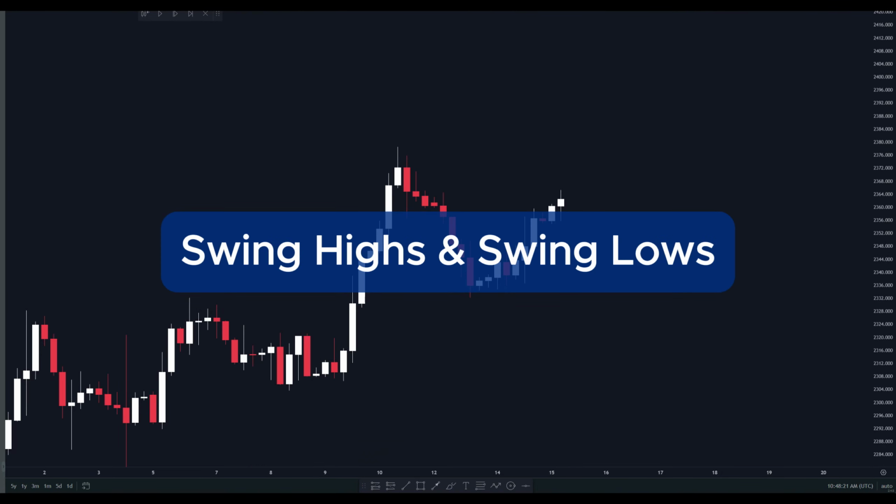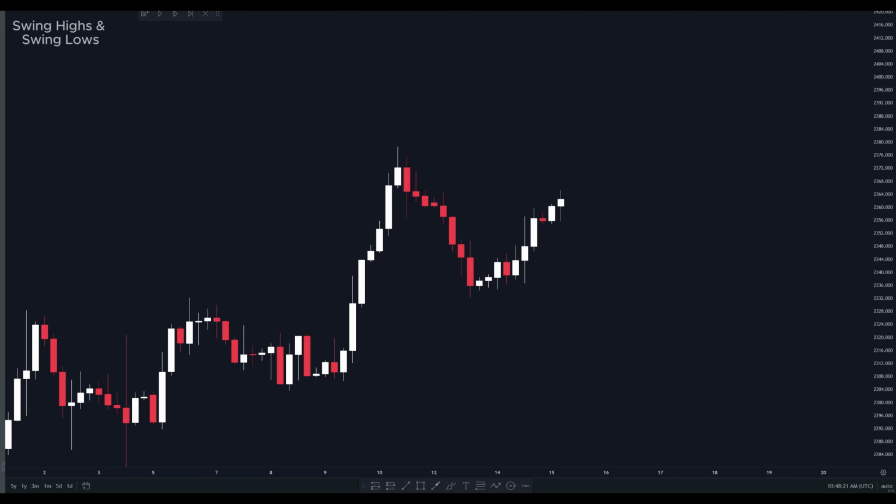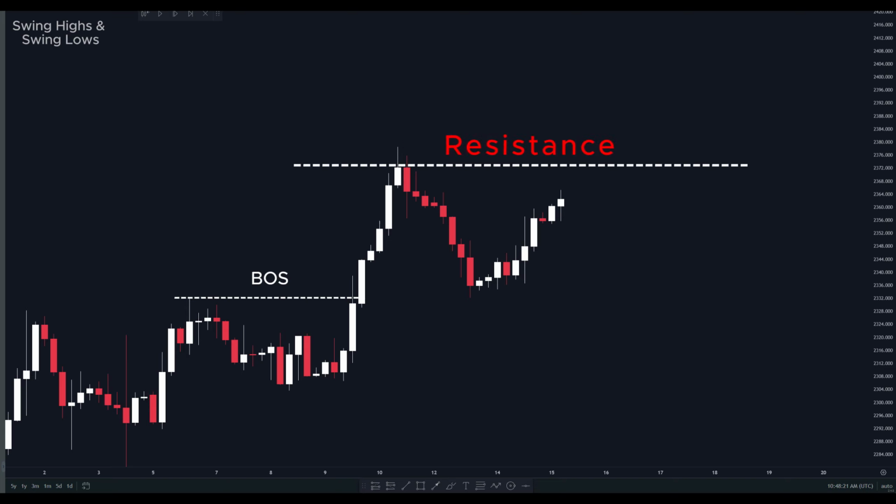First, we will talk about swing highs and swing lows. Here on the chart, we have an uptrend, and price is creating breaks of structure to the upside. This is the highest point that price hit recently, and rebounded for a pullback. So this is the recent swing high point, and we will mark this point as a resistance. Price can come back from this point, or it also can break this resistance point and continue moving upward.